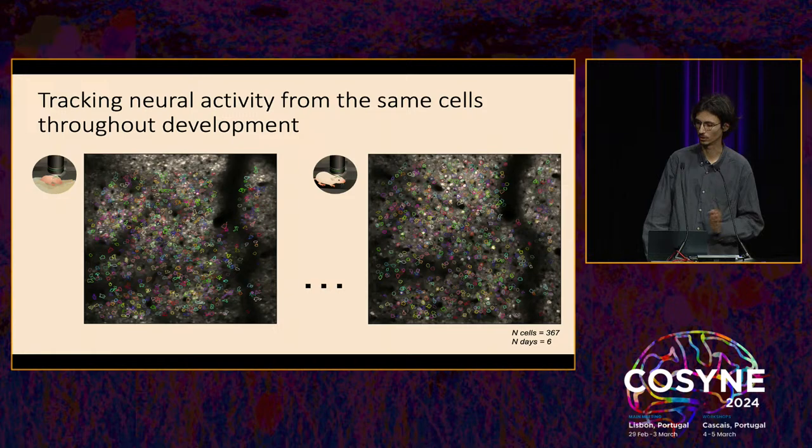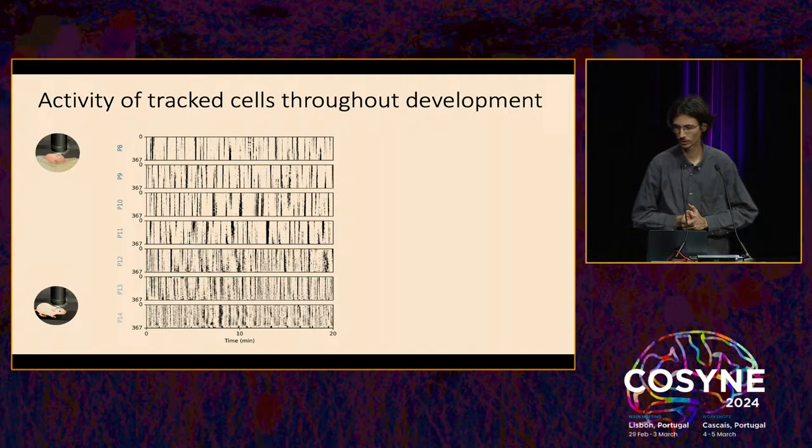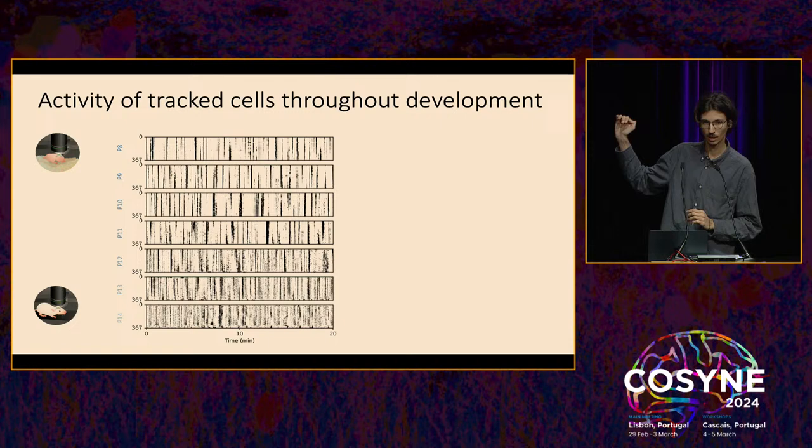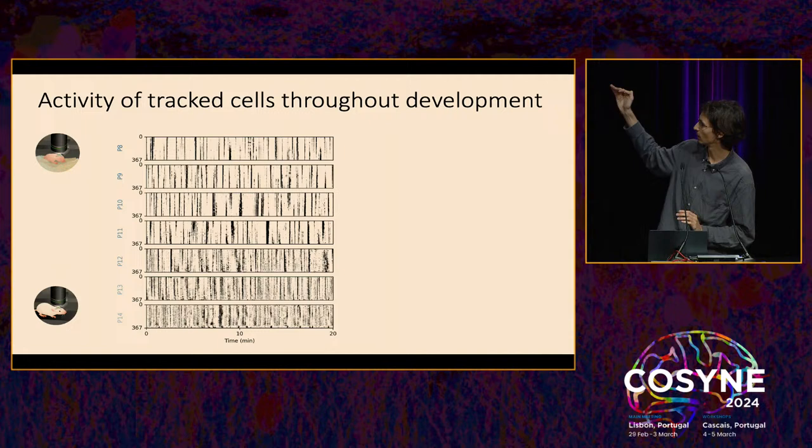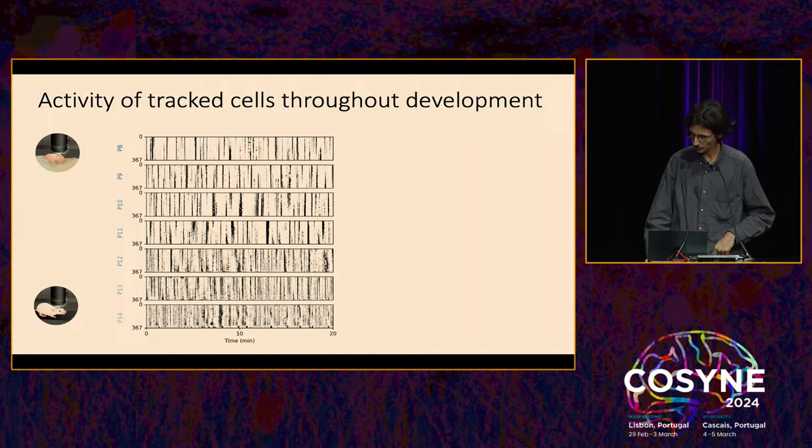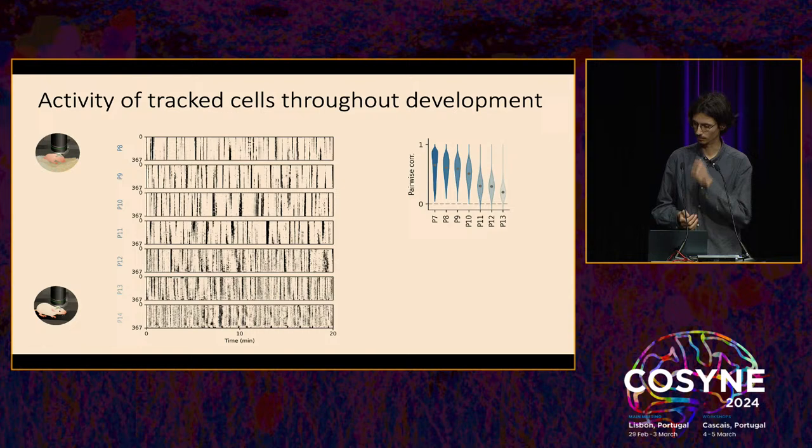And what we can do next is we can look at the activity of this population. So here it's the exact same 367 cells, but I'm plotting their activity on each one of the days. And I'm sure you can already see this interesting change in the synchronization that I talked about in the introductory slide. We can also quantify this by some simple metrics, such as the pairwise correlations between these neurons in the population, and we see this nice monotonic decrease.